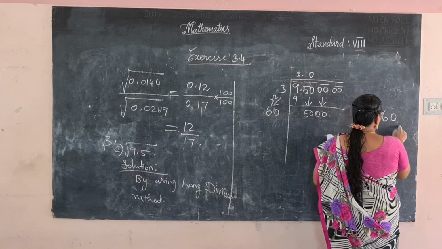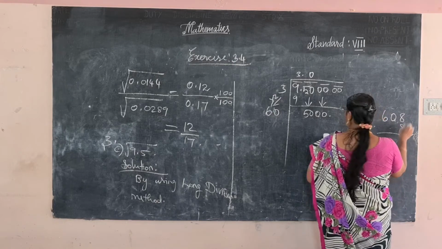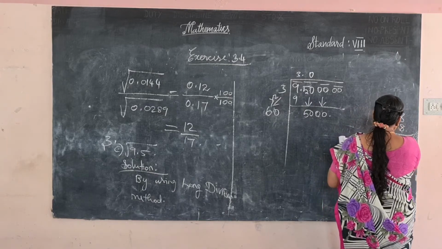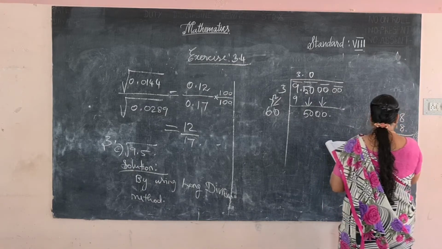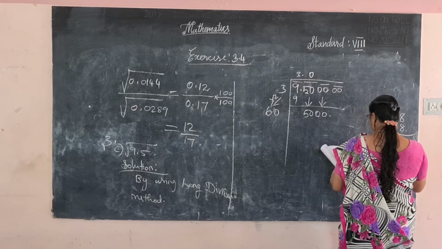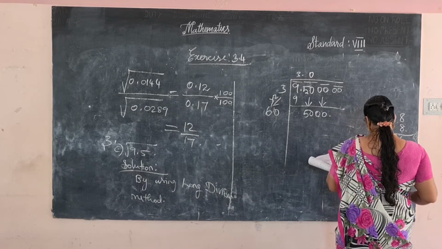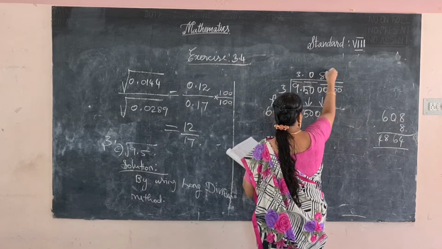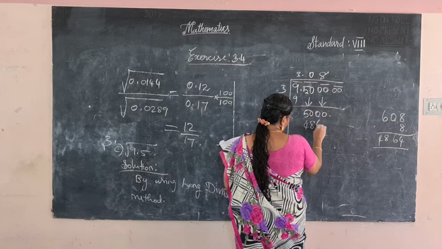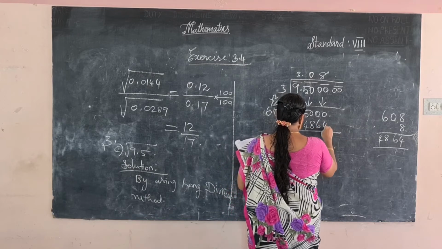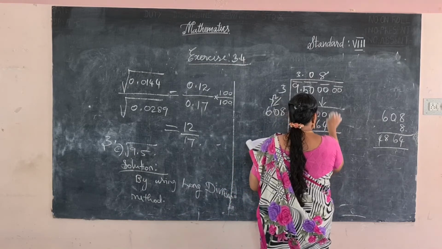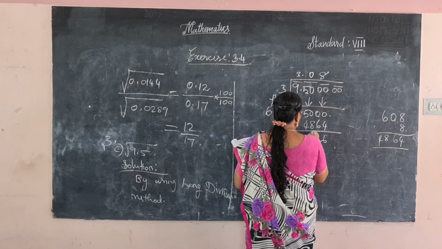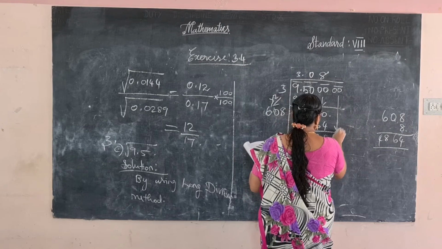50 is there, so I will try 8 times. 8 8s are 64. 6 8s are 48, so 4864. Okay, so 8 times. Subtract from 0 10 9 3. Here 9 1. Now bring down the next 2 digits.